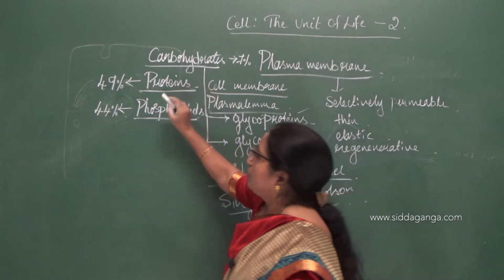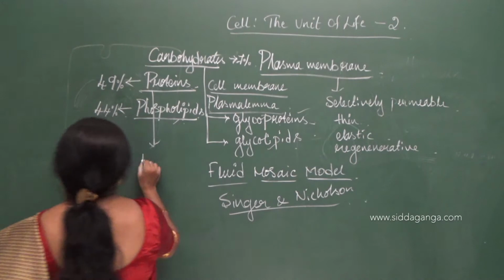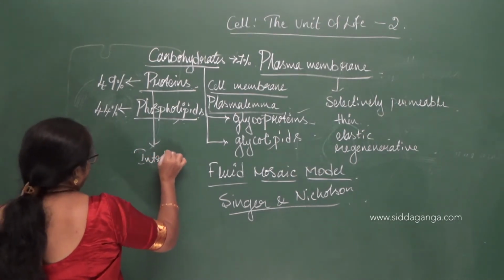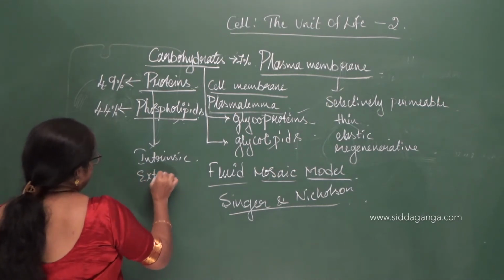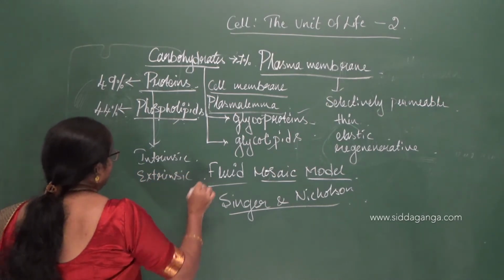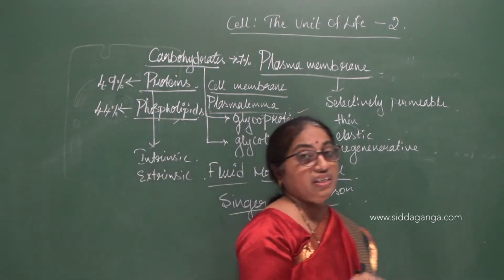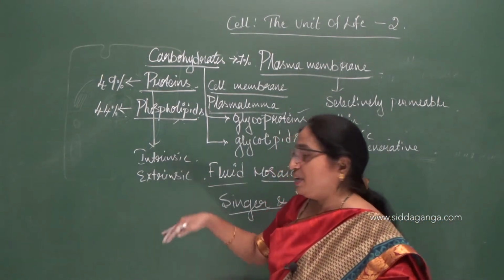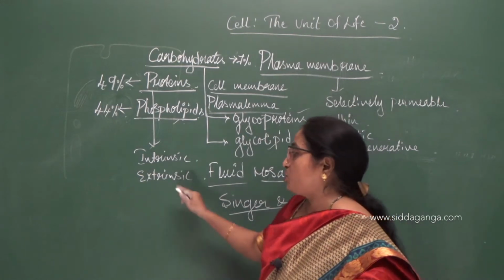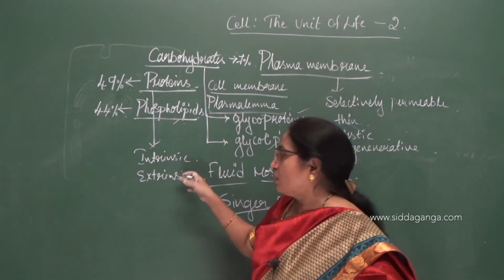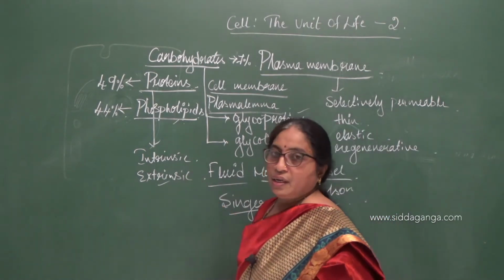There are two types of proteins in the plasma membrane, the intrinsic proteins and the extrinsic proteins. Intrinsic proteins are also called integral proteins, which are present inside the lipid layer, and the extrinsic proteins are the ones present on the surface or the peripheral region of the plasma membrane.